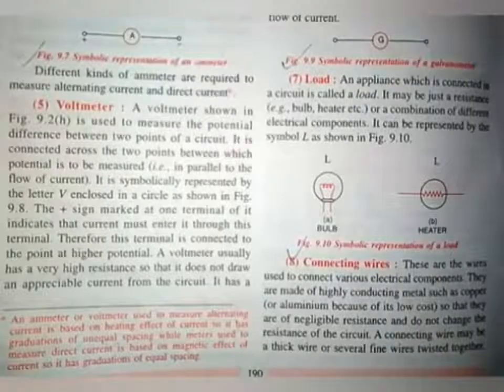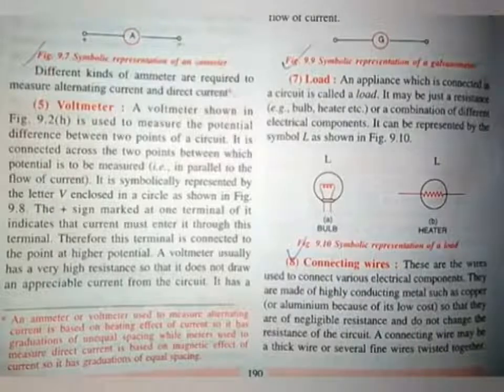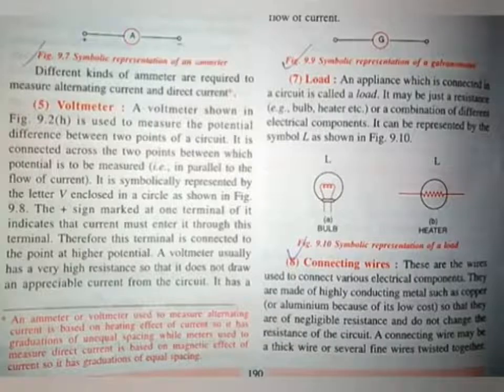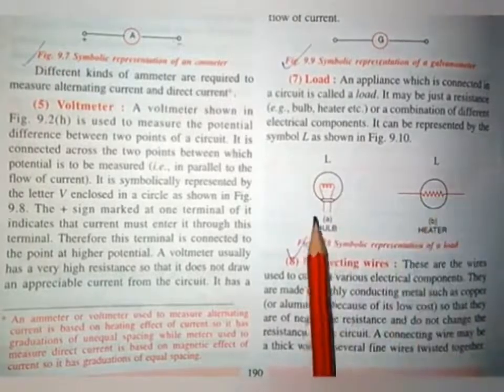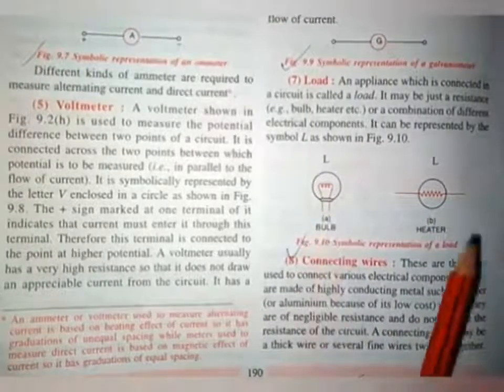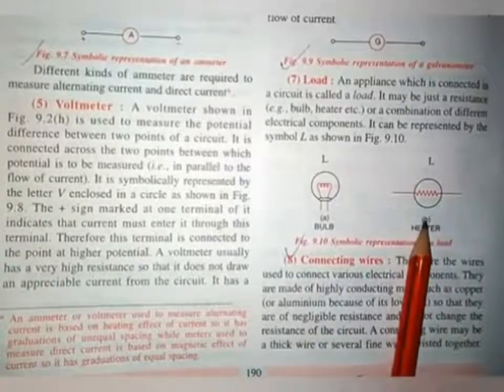Load. An appliance which is connected in a circuit is called a load. It may be just a resistance, bulb, heater, etc., or a combination of different electrical components. It can be represented by the symbol L. For a bulb, the symbol is this, and the heater is represented by this symbol.